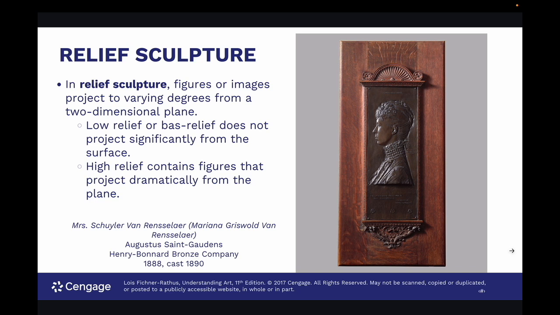So let's start with talking about the difference between relief sculpture and in-the-round sculpture. In relief sculpture, figures or images project to varying degrees from a two-dimensional plane, so they're attached to some kind of background. Low relief is also called bas relief, and it doesn't stick out a whole lot, just a little bit. Think about a quarter, right? The words and the picture of George Washington on it are raised up from the background a little bit. So low relief just projects a little bit, and high relief projects a lot.